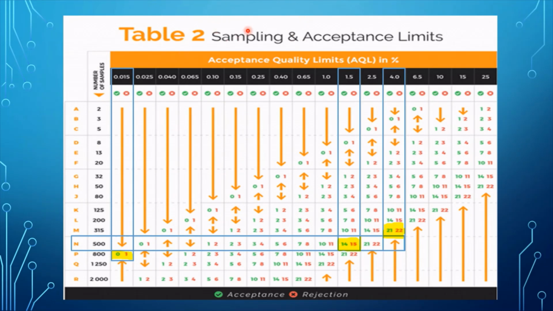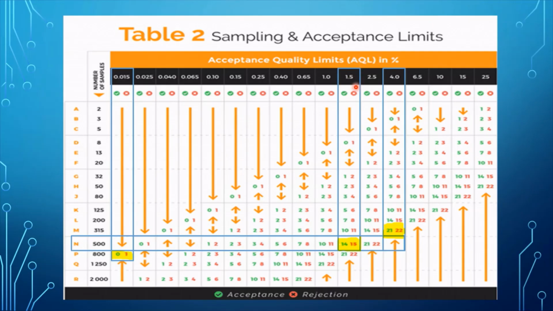Now, second table contains the sampling and acceptance limits. So here each letter is associated with the number of samples, and on the top is given the percentage of defects. The quantity written in green is the acceptable quantity. Suppose, according to our question, there should be 0% critical defects, which means that 0 is our acceptance quantity. If we found one critical defect, then the whole batch would be rejected.